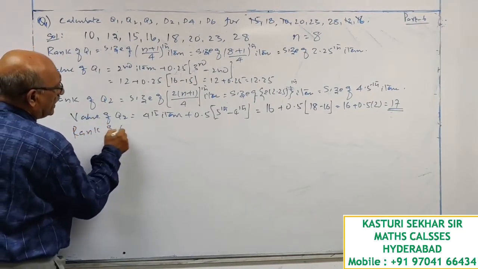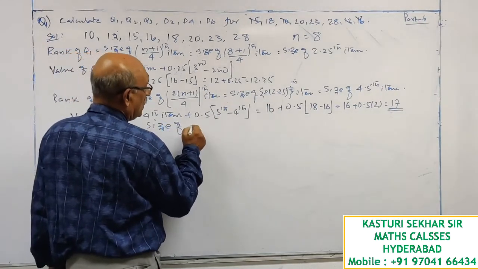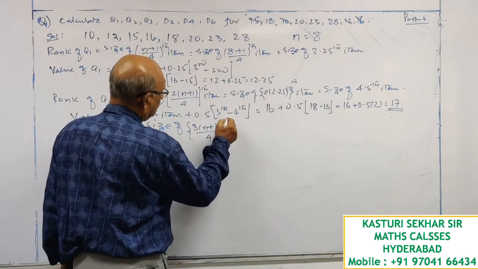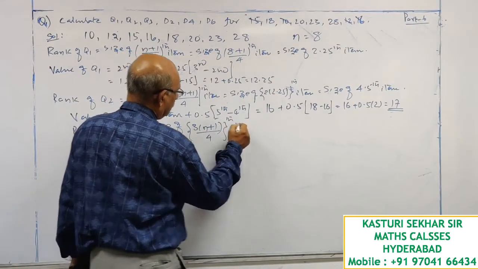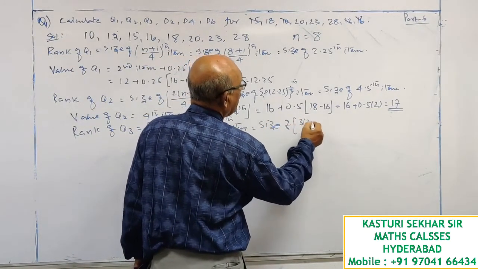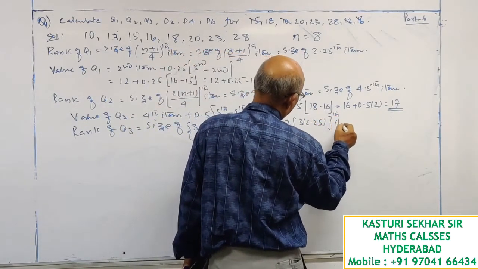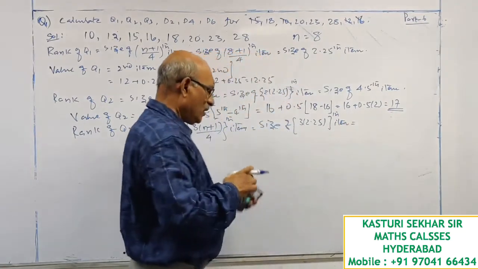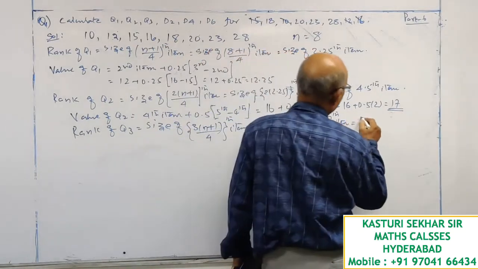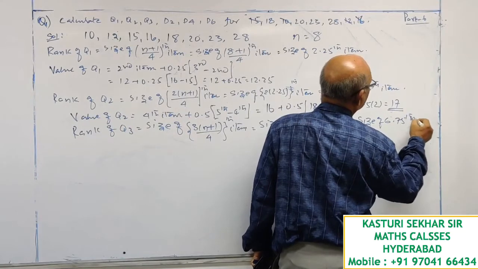Next, rank of Q3 is equal to size of 3 into (n plus 1) by 4th item. This is equal to size of 3 into 2.25 item. 3 into 2.25 is 6.75. Size of 6.75th item.